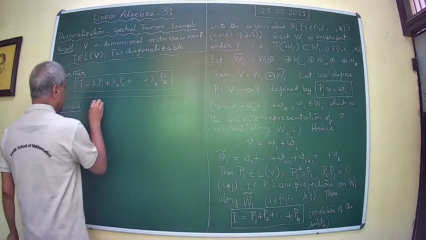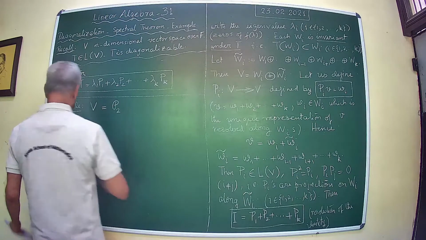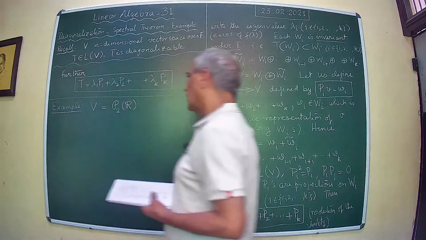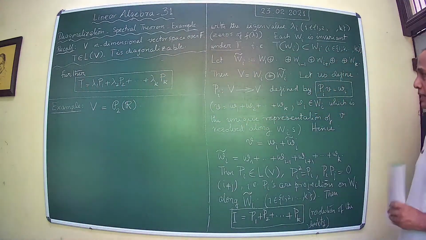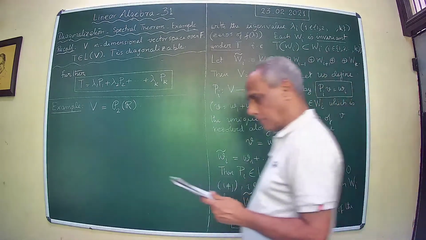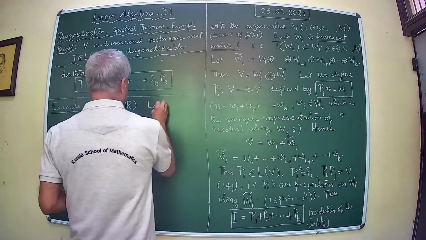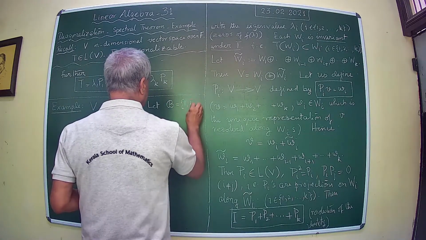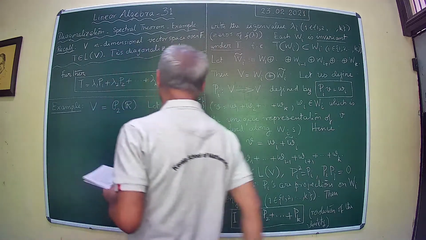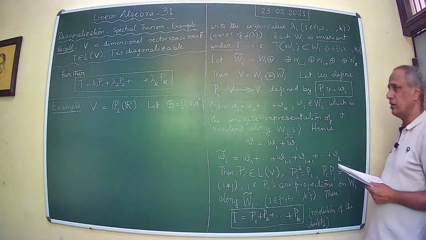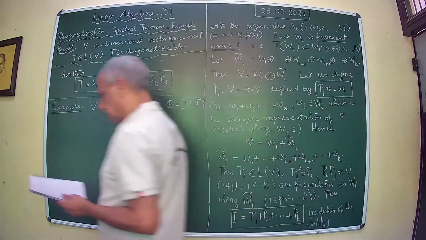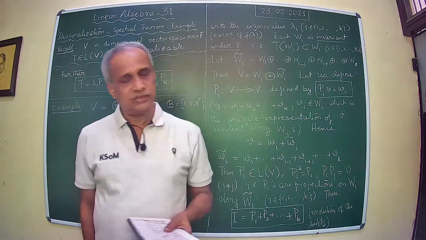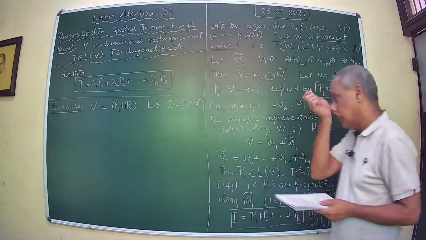We take V to be the space of all polynomials of degree less than or equal to 2 over F. Let B be the simplest sort of ordered basis that you normally use: three polynomials, one the constant polynomial, the other one is simply x, a polynomial of degree 1, and the polynomial x squared of degree 2, which form a linearly independent set and span the vector space V.